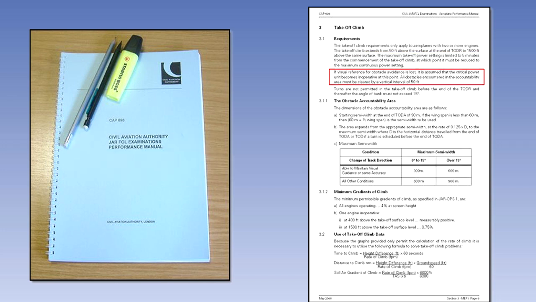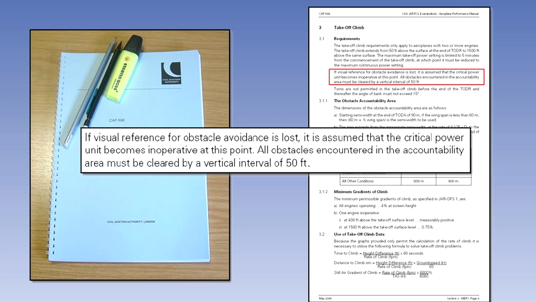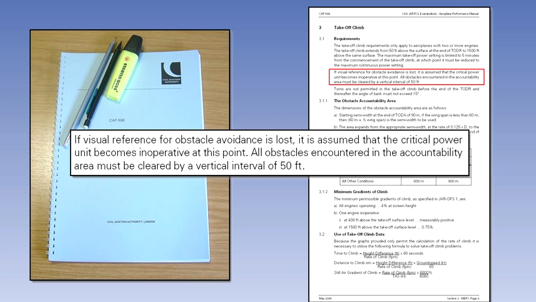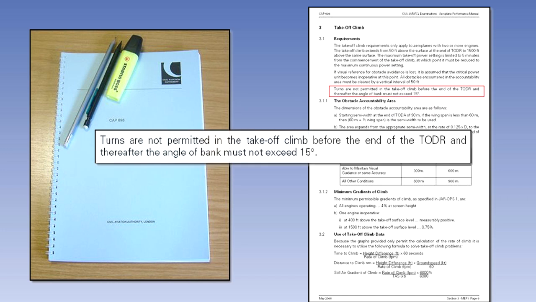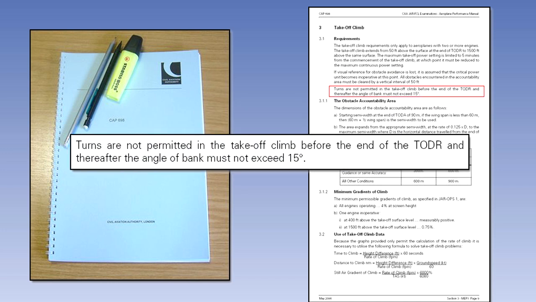be set. The next paragraph states that if the visual reference to the obstacle is lost, in other words if the pilot enters cloud, it must be assumed that the critical engine will fail. The paragraph also specifies that all obstacles must be cleared by a vertical interval of 50 feet. The next sentence states that turns are not permitted before the end of the takeoff distance required, and thereafter must not exceed 15 degrees angle of bank.